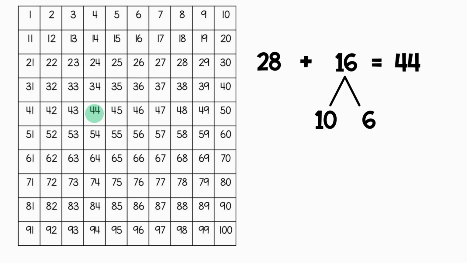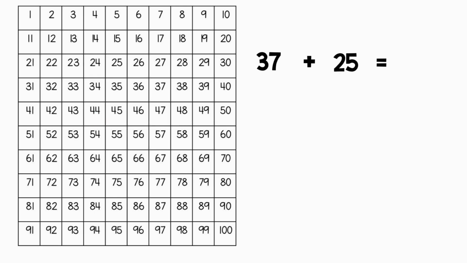Let's try another. For 37 plus 25, we can break up the second addend into tens and ones. 25 has 2 tens and 5 ones. I'll start at 37. First, I'll add 2 tens by going down 2 rows. Then, I'll add 5 ones by going across and starting at a new row when I get to the end. 1, 2, 3, 4, 5. I ended at 62, so 37 plus 25 is 62. I went down 2 rows to add 20 and across 5 columns to add 5.